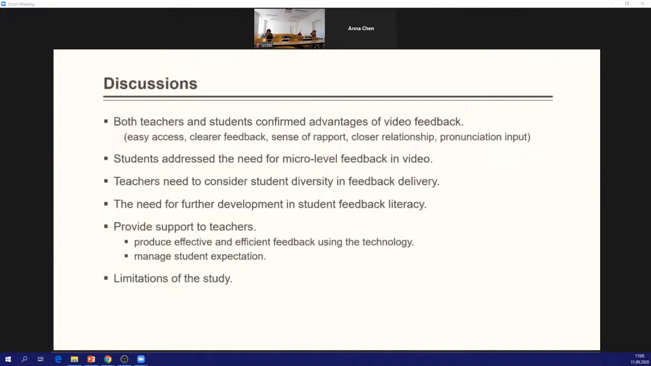Now, finally, I need to address the limitations of my study. This is a very small-scale study. The data were drawn from each participant's perceptual knowledge, and they may not provide a reliable indicator of broader student and teacher attitudes toward video feedback. So studies with bigger samples are needed, and furthermore, we need to focus on the effectiveness of this kind of video feedback.